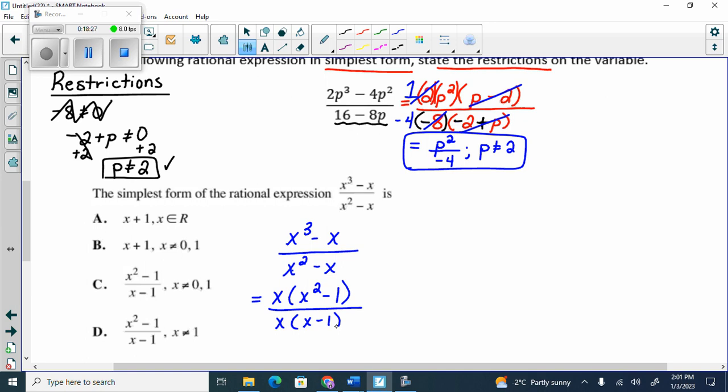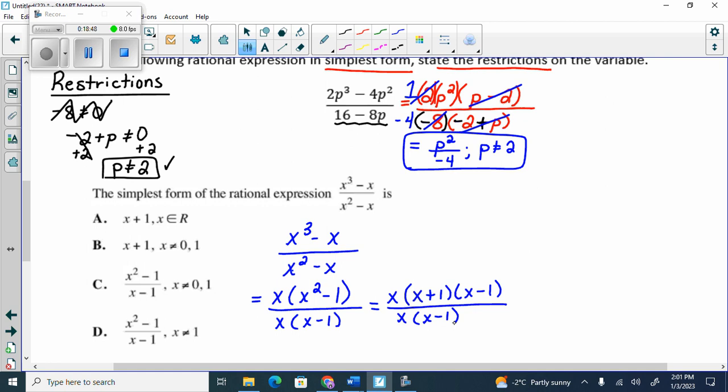But before we go to cancel anything off, I see the numerator is the difference of squares. So I can get an x plus 1, x minus 1. Now I know this isn't helpful for this question because it is x squared minus 1. It's fine, but I'm going to do this anyways, because you're going to have to keep going.